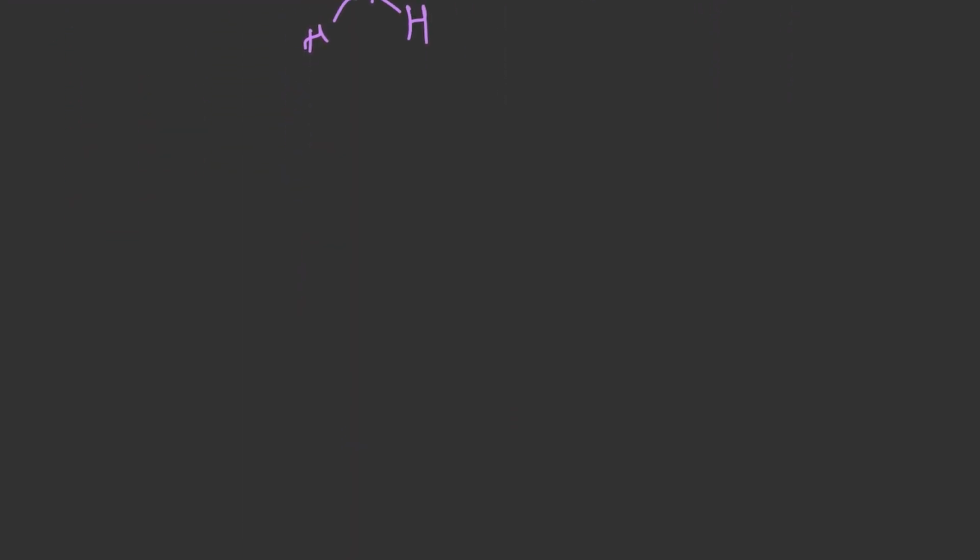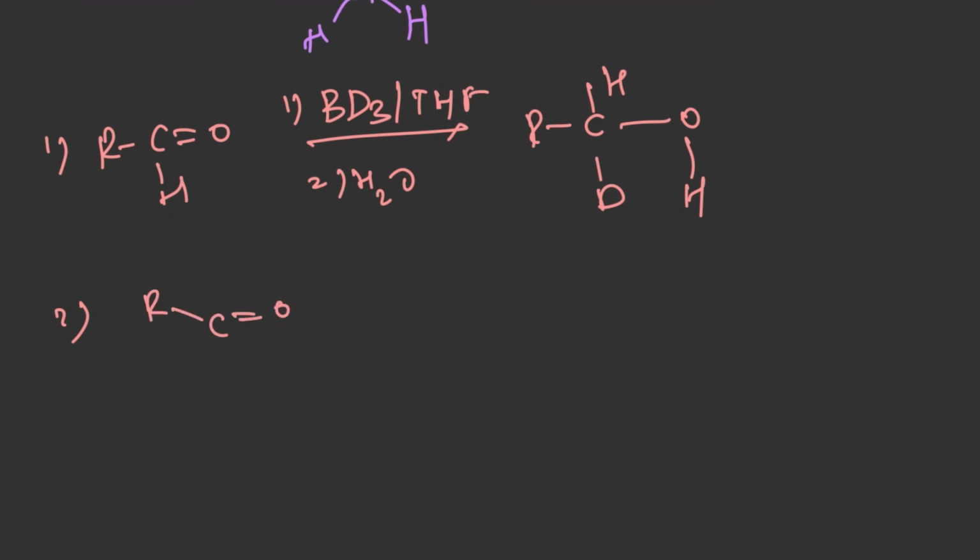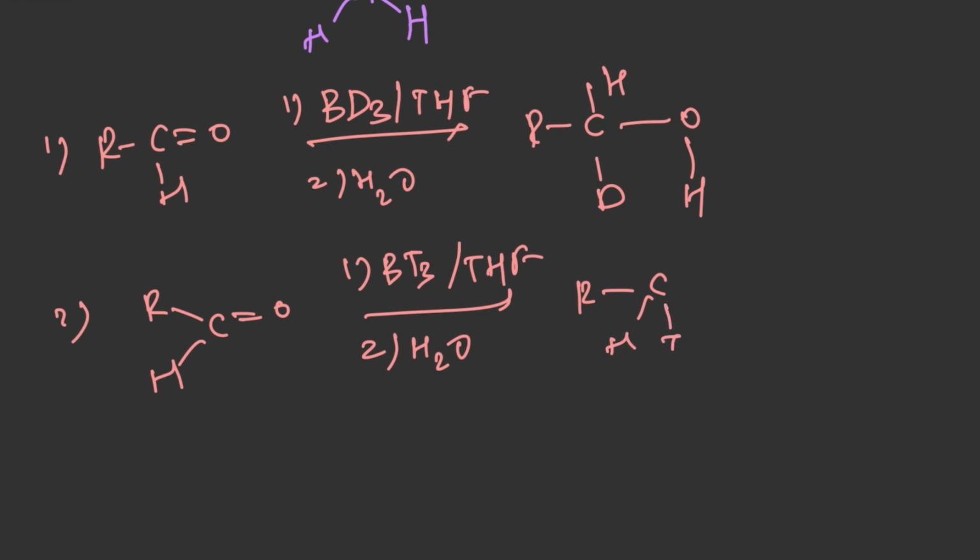So let's solve the questions with aldehyde and BH3 THF. First we have aldehyde. First it will be BD3 and THF, second H2O. It will form RCH with deuterium added here and oxygen with hydrogen, because the oxygen hydrogen will come from water and the carbon deuterium comes from BD3. Second we have RC double bond O H. It will react with BT3 THF, second H2O. Again a similar type of reaction, RCHTOH.